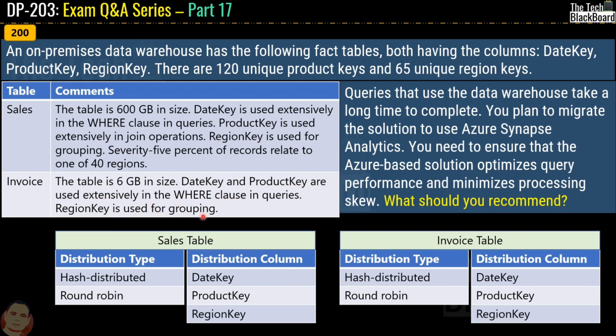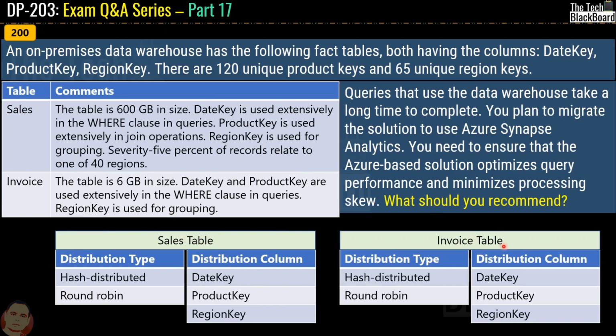Further, the question says that the queries that use the data warehouse take a long time to complete. You plan to migrate the solution to use Azure Synapse Analytics. You need to ensure that the Azure-based solution optimizes query performance and minimizes the processing skew. What should you recommend? And of course, you have to answer the question for both of the tables, the sales table and the invoice table.